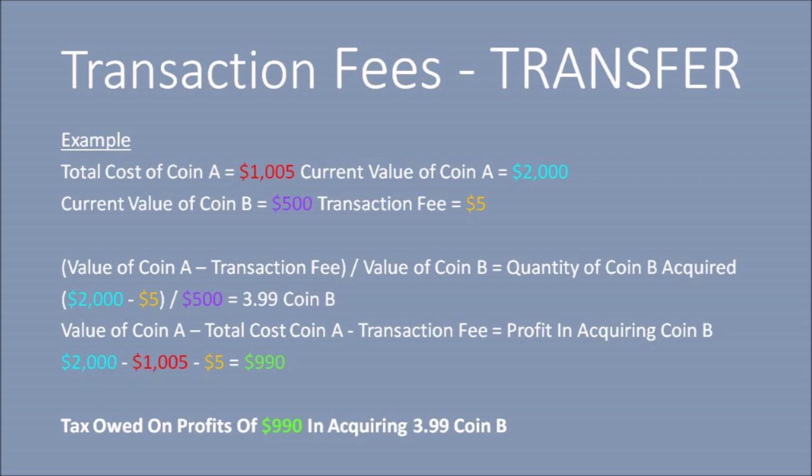Now, how do we work out the profit or loss made on this? Well, we take the value of coin A, we once again take away the total cost of coin A, and we then once again minus the transaction fee. This will give us the profit in acquiring coin B. So $2,000 minus the $1,005 cost minus $5 gives us $990. That means we owe tax on profits of $990 in acquiring the 3.99 of coin B.